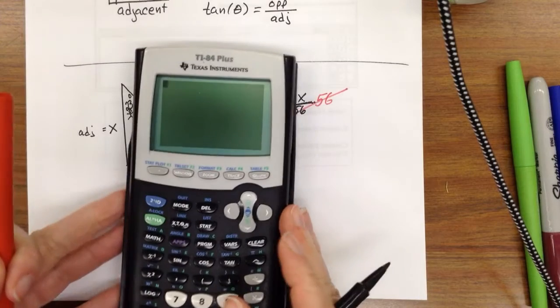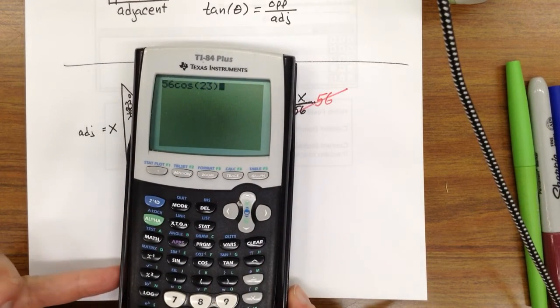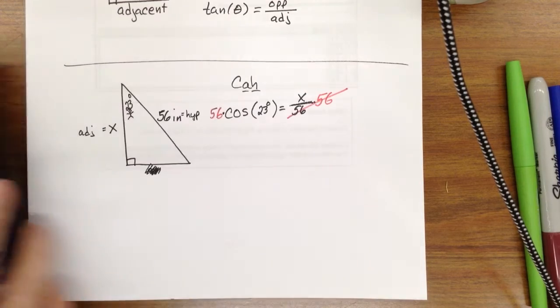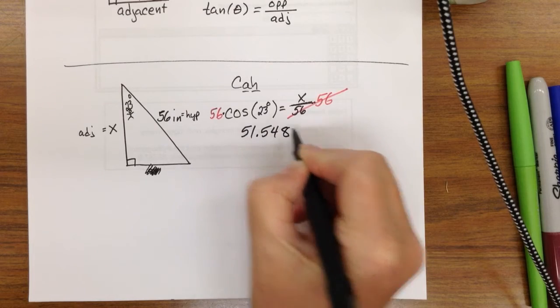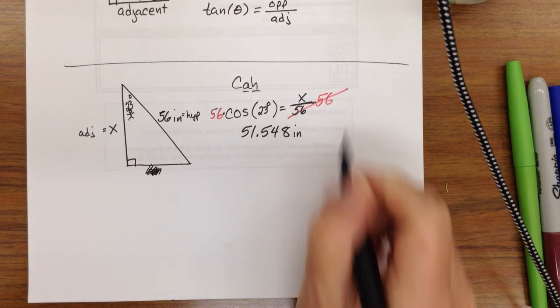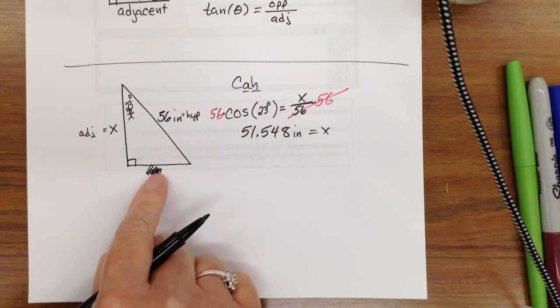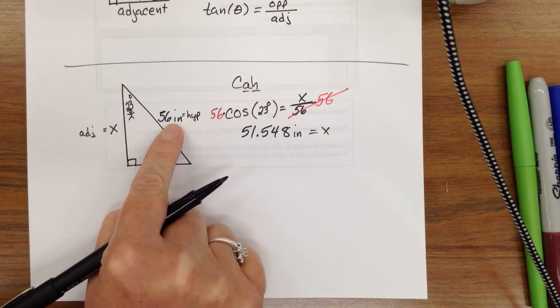If you have an even remotely decent calculator, you can just straight up type it in. And if I wanted to round this to the third decimal point, 51.548. Now, if this side is in inches, the other sides would also be in inches. Once I have this side, I could find the opposite if I wanted to using either trigonometry or your friend and mine, Pythagoras. A squared plus b squared is c squared.